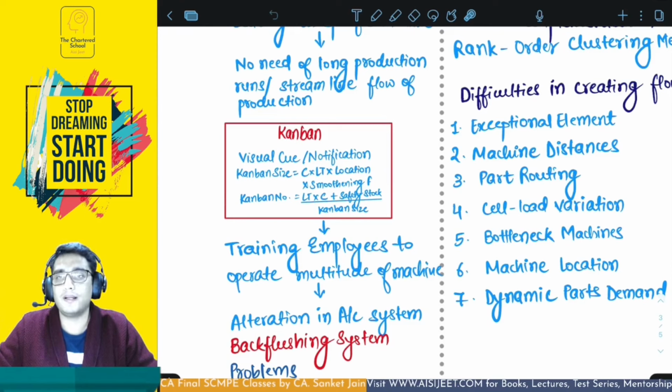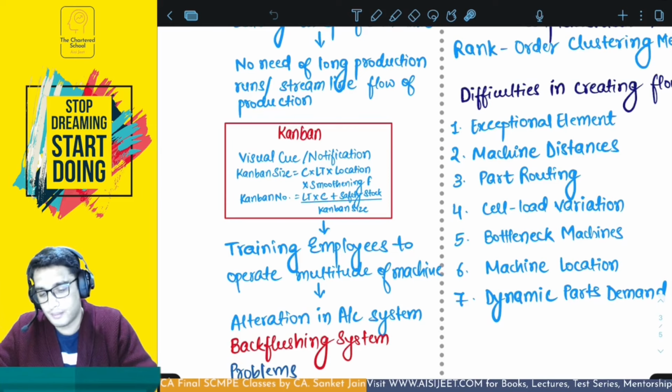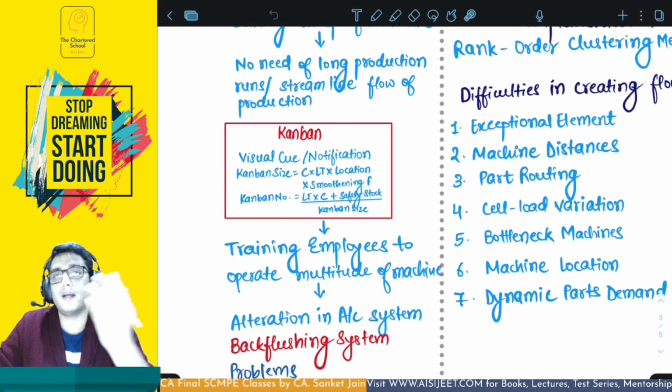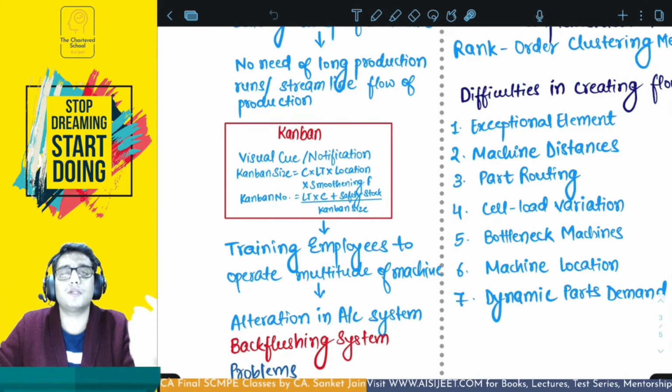Okay, so definitely as per what I was doing when I was doing the calculation, my Kanban size was according to the utilization of 300 units, but one day I require 600 units, so my Kanban size has to change. Otherwise there would be a stock out situation. So to adjust this, we use the smoothing factor.